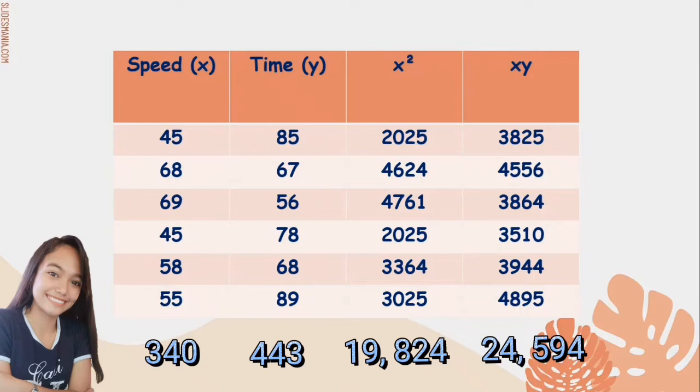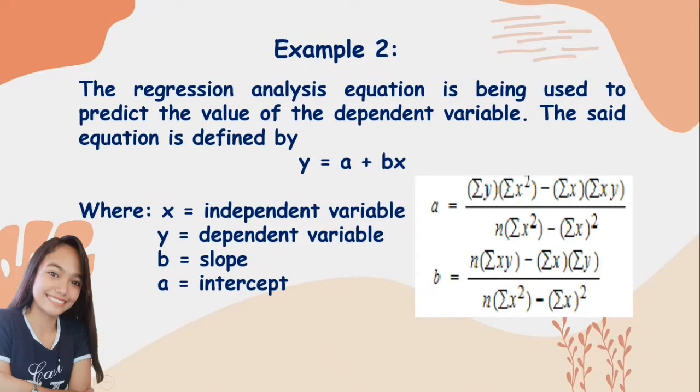So, para makuha yung total nito, ipag-add lang natin yung summation of x. So, the total is 340. So, ganun din sa summation of y, 443. Summation of x squared, 19,824. And sa summation of x and y will be 24,594. So, sa pag-compute, ang una muna natin gagamitin is itong a.